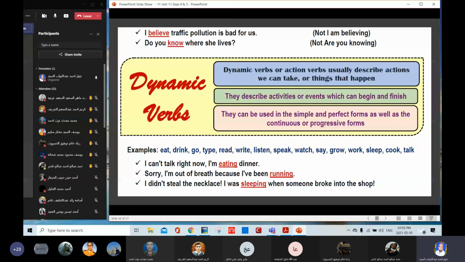But dynamic verbs, verbs which describe actions we can take or things that happen, they describe activities or events which can begin and finish.